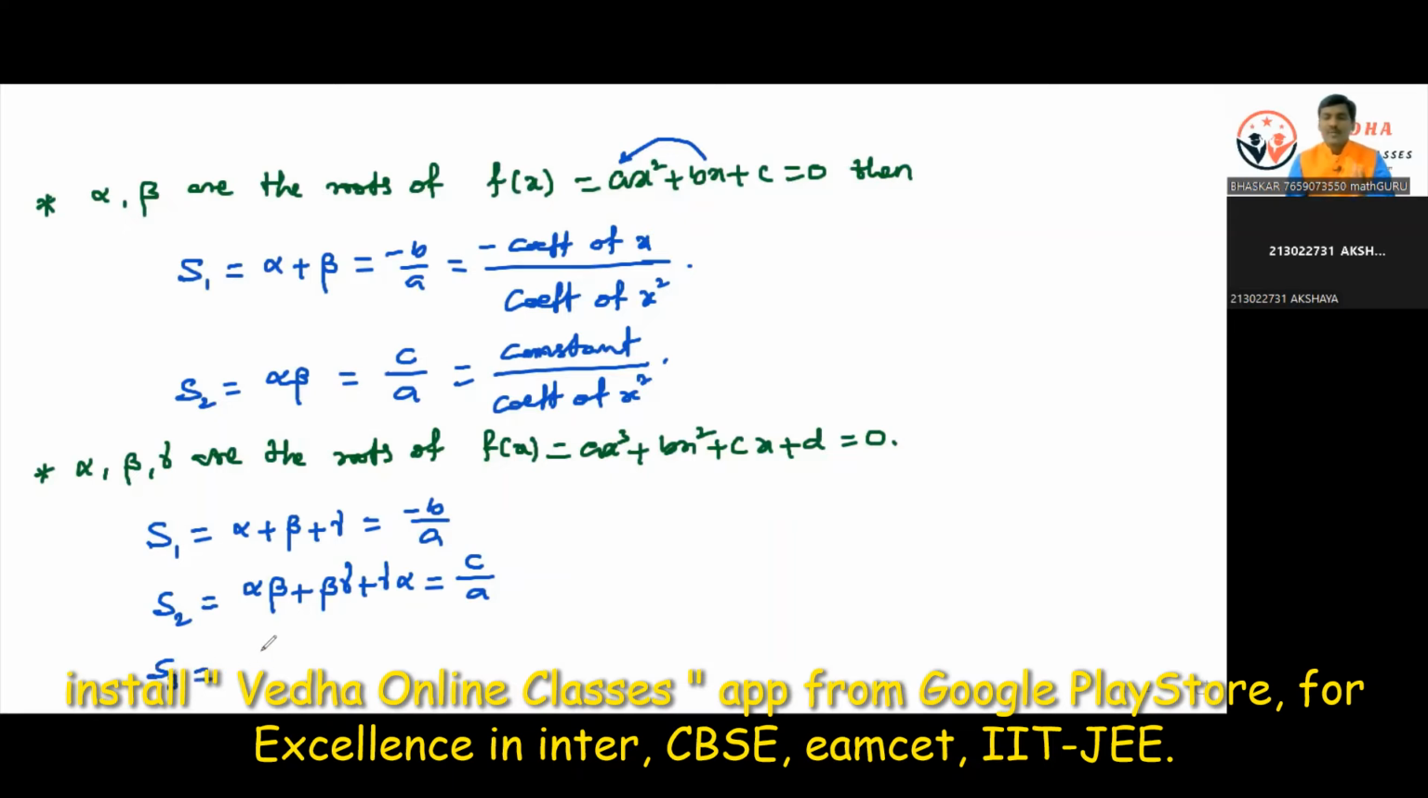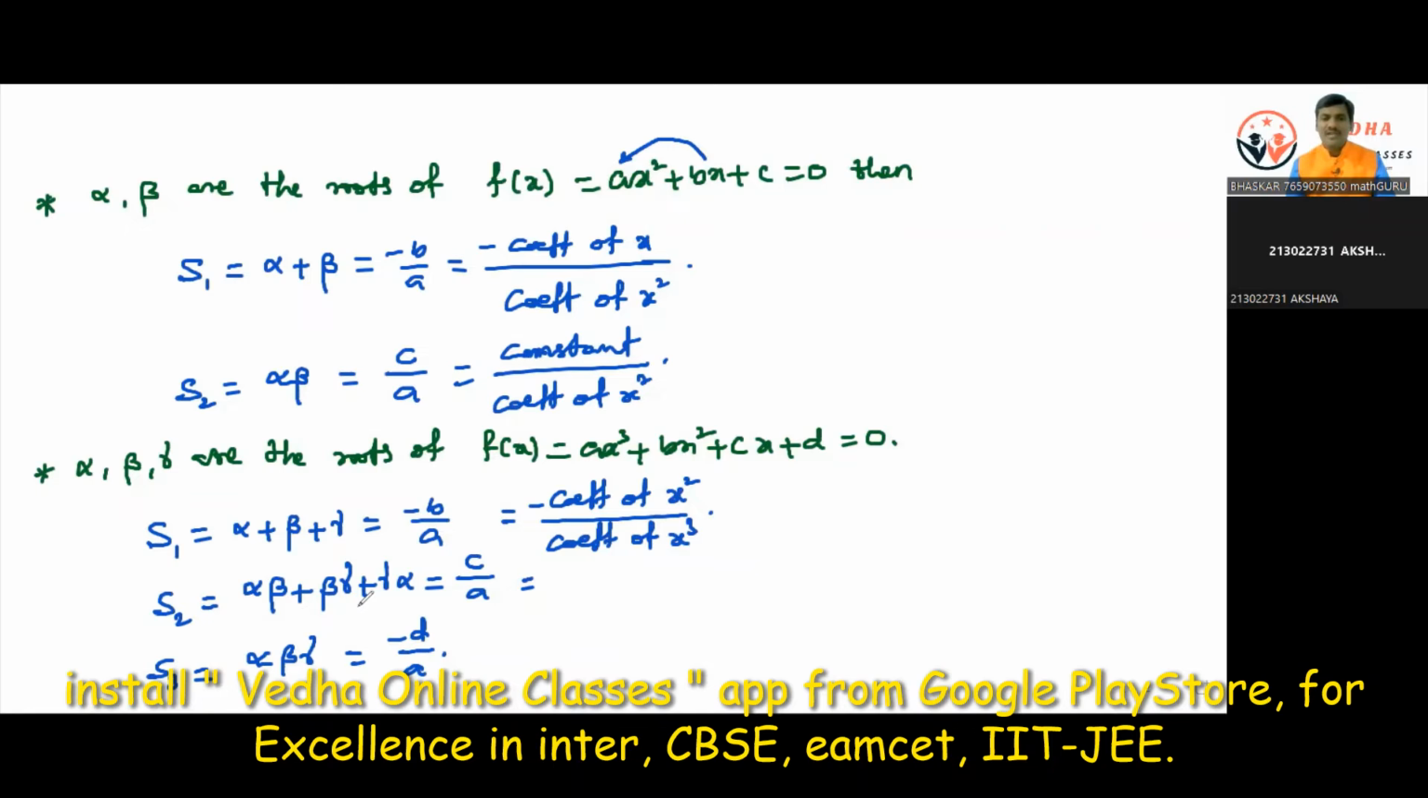Next we have S3, which is nothing but the product of three roots. First one, then two, then three. If you multiply, that means alpha into beta into gamma, which is equal to minus d divided by a. You can write it more clearly: minus coefficient of x square divided by coefficient of x cube.